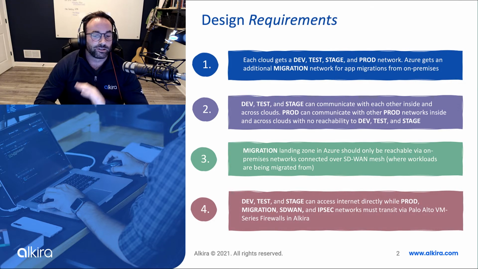And as far as internet is concerned, dev, test, and stage, we're going to allow them to access internet directly. While prod, migration, SD-WAN, and IPsec networks, we want those to transit Palo Alto VM series firewalls in Alkira before egressing to the internet.